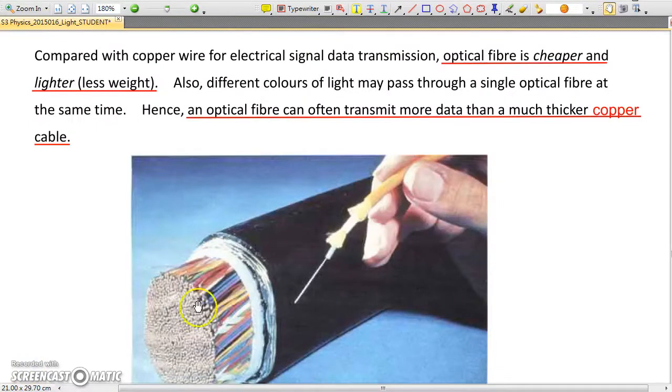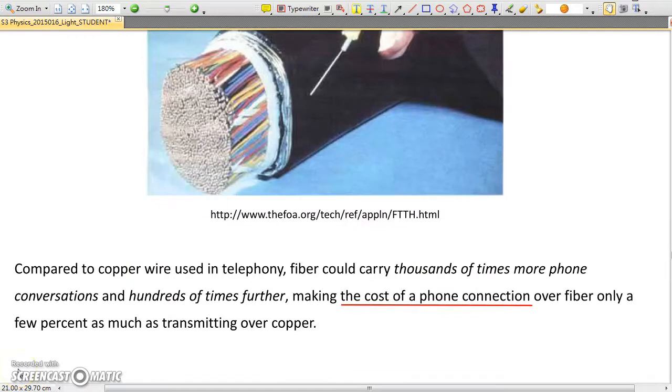When compared with copper wire for signal transmission, optical fiber is cheaper and lighter because different colors may pass through a single optical fiber at the same time. So optical fiber may transmit more data than a much thicker copper cable. And that explains why phone calls are so cheap and why internet is basically free.